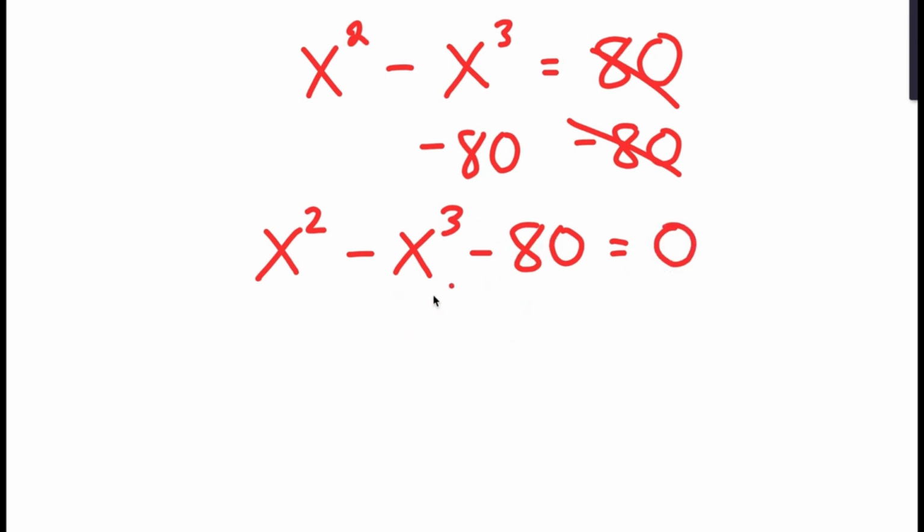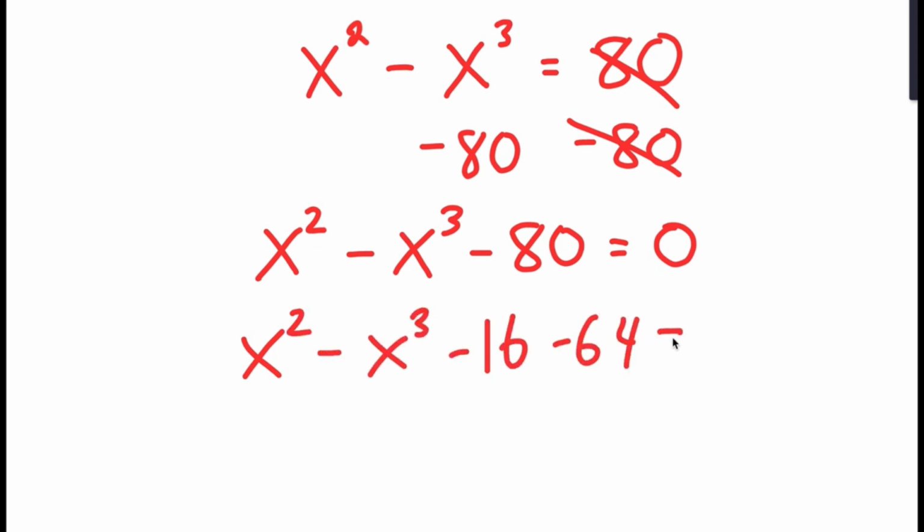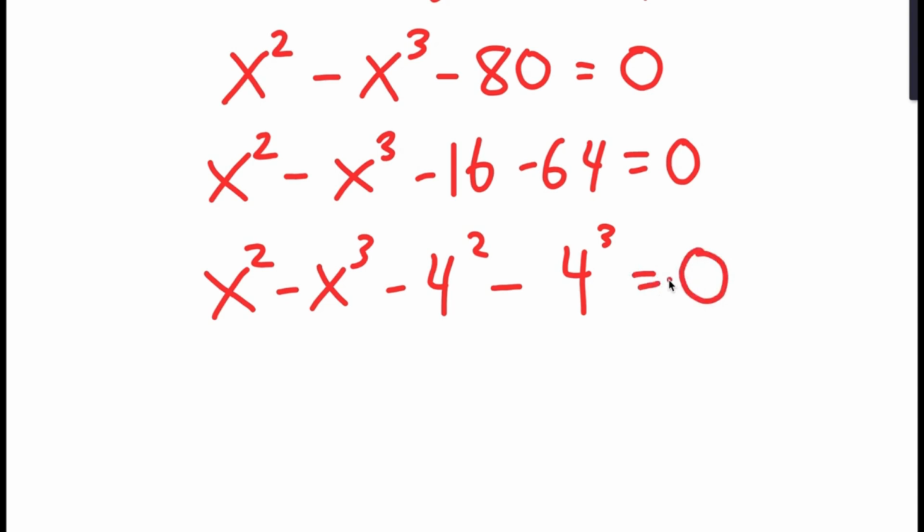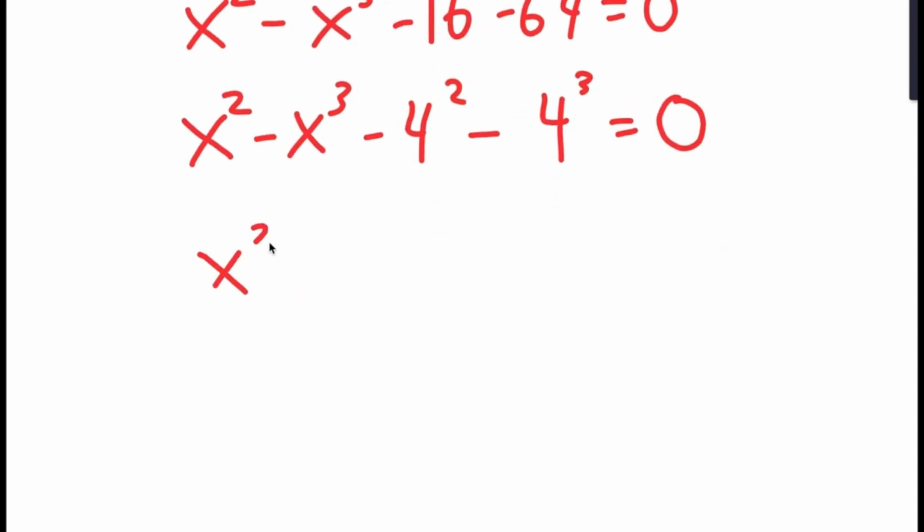Now from here, I'm going to replace 80, negative 80, I should say, with negative 16 minus 64. Now I'm going to first rewrite negative 16 as negative 4 squared and negative 64 as negative 4 to the power of 3. And I'm going to group x squared with negative 4 squared and x to the power of 3 with negative 4 to the power of 3.